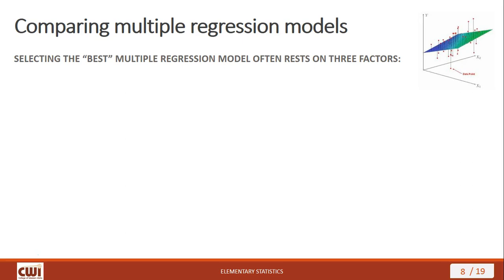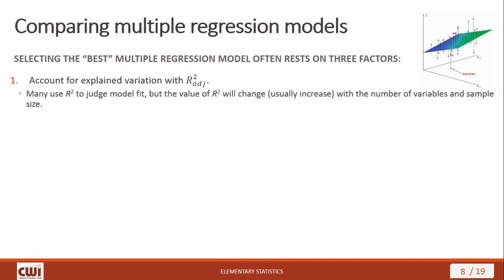So when you're looking for the best, quote unquote best, notice the air quotes, multiple regression model, there are three factors that we're going to be looking at in particular. One, we're going to account for explained variation with adjusted r-squared. There are a lot of people who use just a straight r-squared to judge model fit. But the problem with using r-squared is that its value changes with the number of variables and sample size. And the change is usually in the form of an increase in value. And so if you're judging a higher value to be more desirable, then what you get is sort of a weighted inflation for those models that have a larger number of variables in the model, or the data set is a larger sample size. And that may actually lead you to pick a model that's actually not the best one for your use.